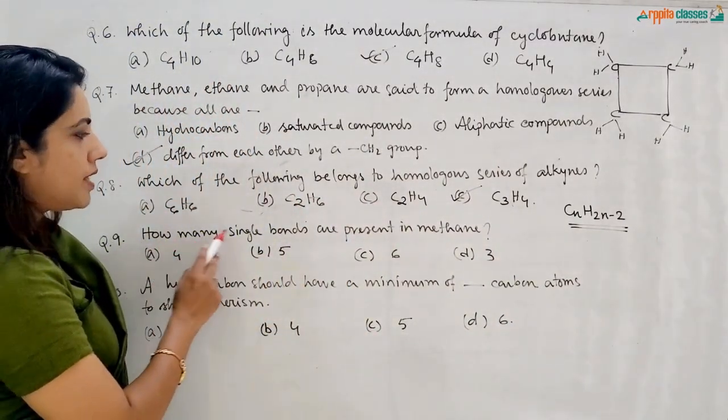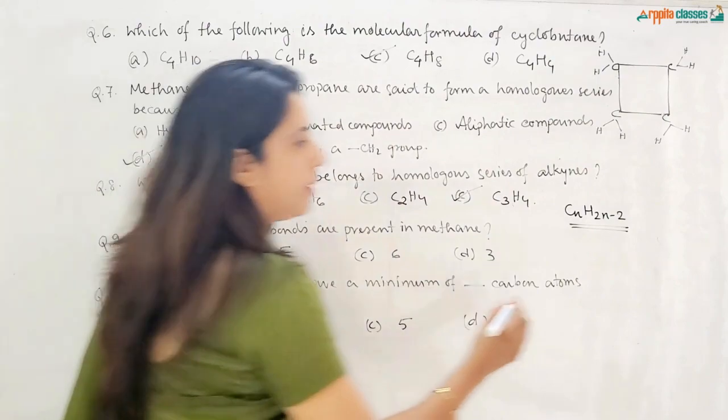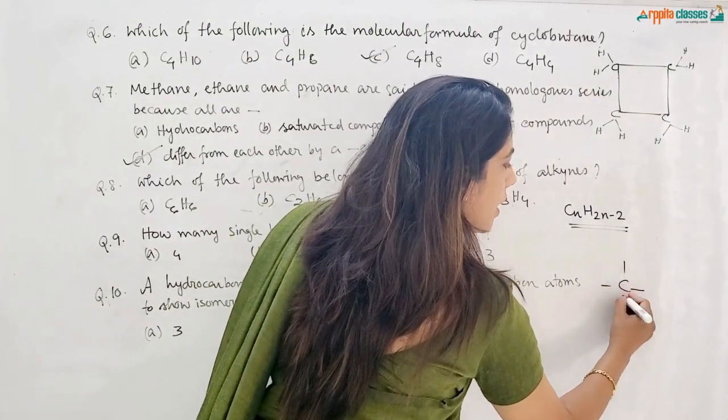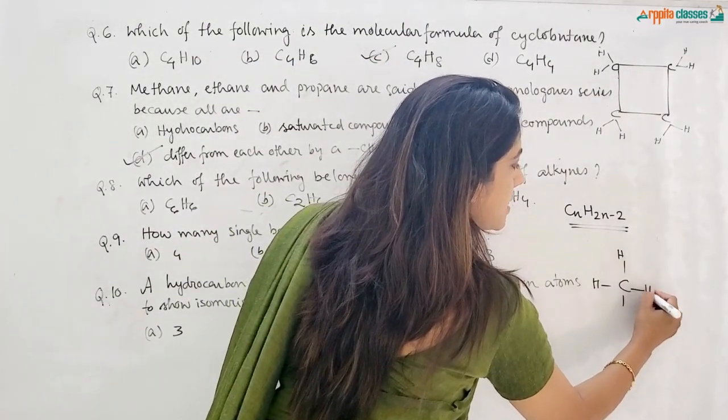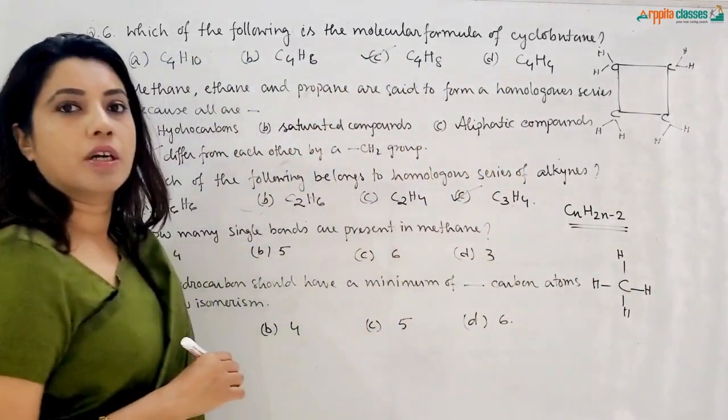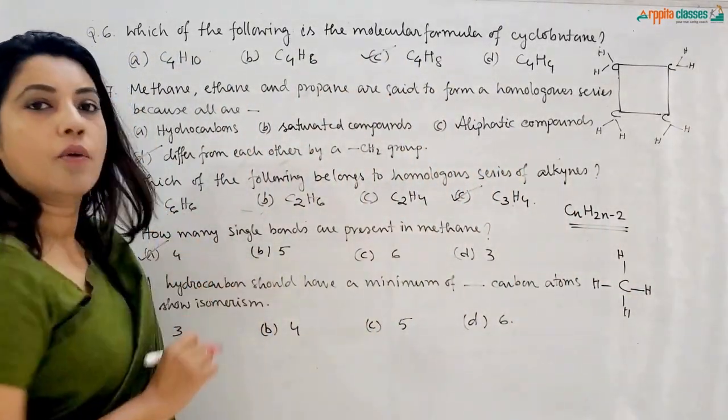Next question is, how many single bonds are present in methane? Methane is the simplest organic molecule and we all know the structure of methane is like this. So how many single bonds do you see here? There are 4 single bonds, so 4 is the right answer.